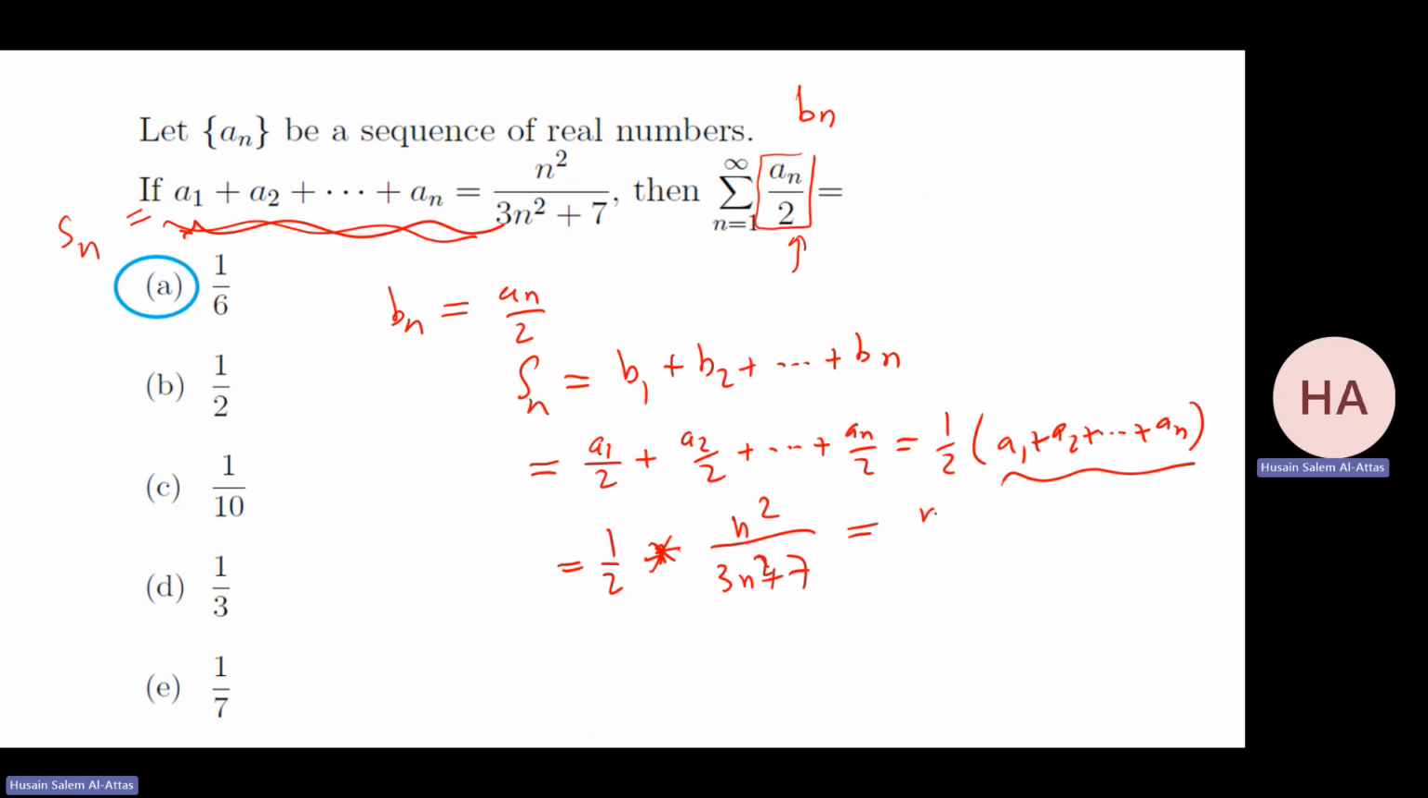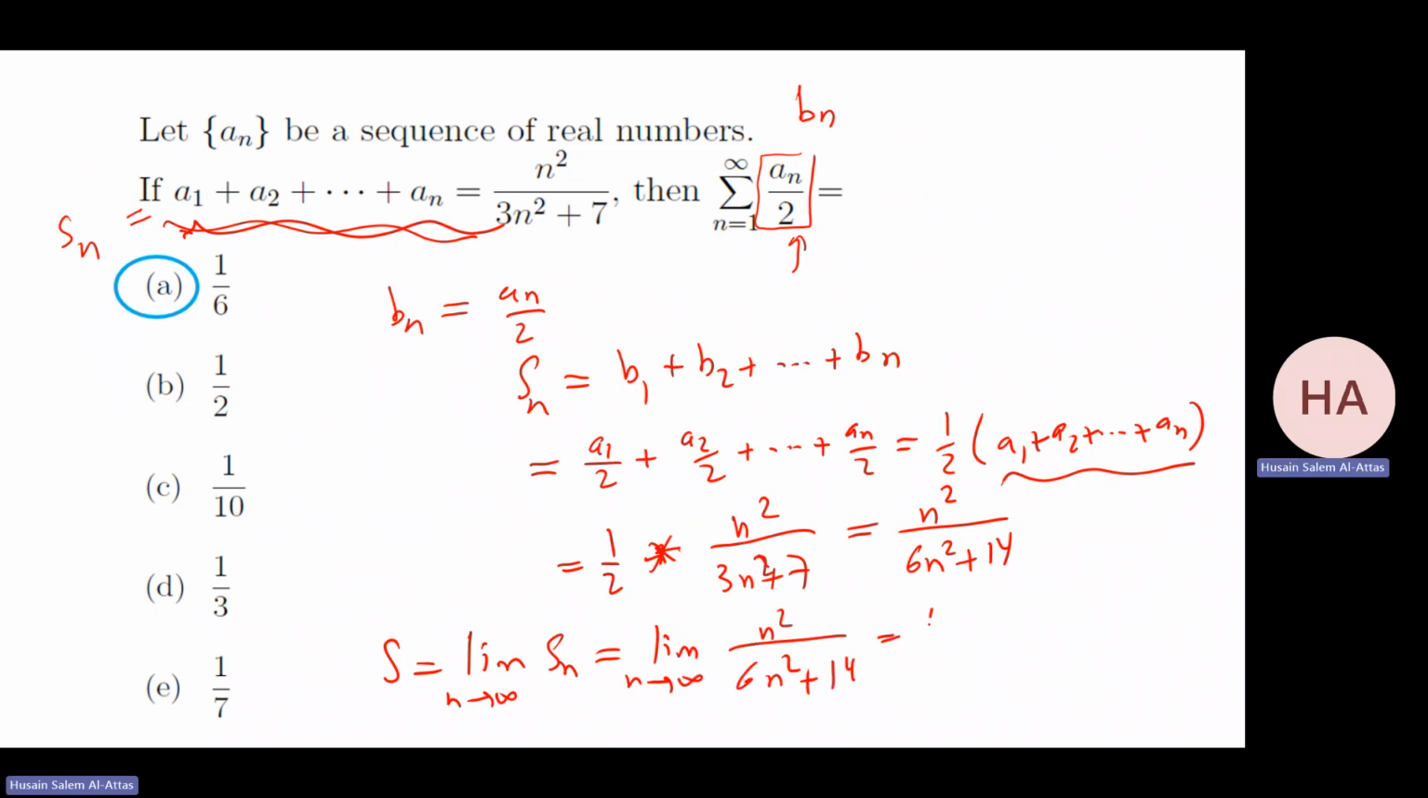In other words, it will be n square over 6n square plus 14. So S will be the limit of Sn as n goes to infinity. Yeah, and that limit is very clear. It will be the same degree, so it will be 1 over 6. And that will be the answer.